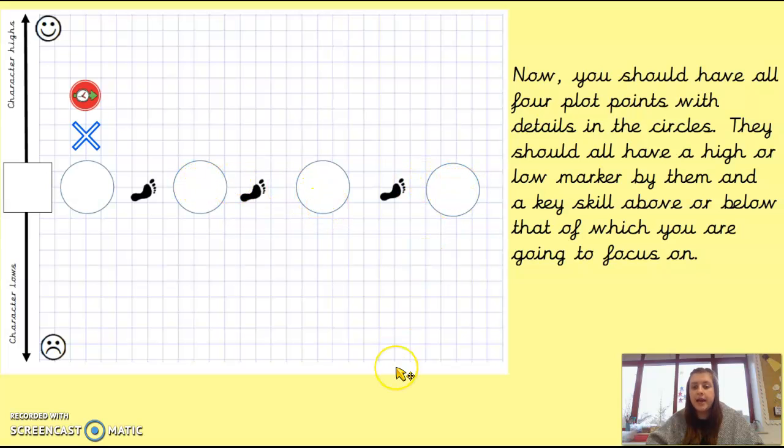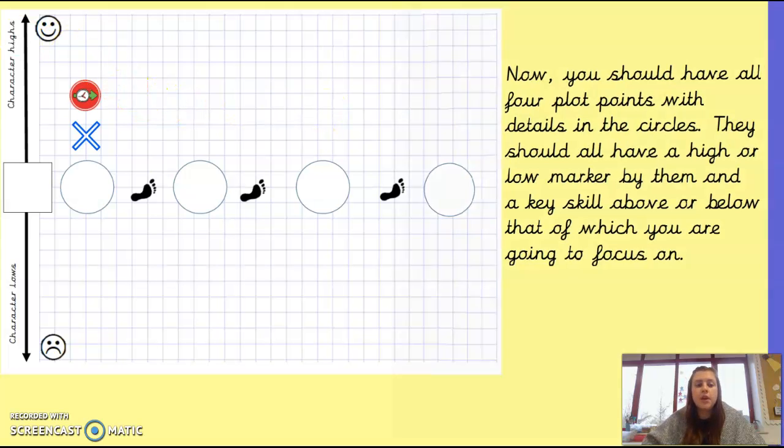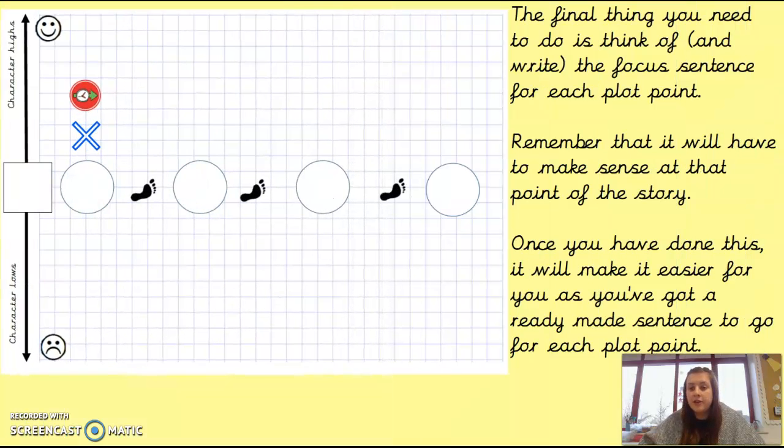Okay, so now you should have all 4 plot points. They should all have details in what's going to happen at that point of the story. They should all have a high or low cross marker to give you guidance on whether it's going to be a positive moment or a negative moment. And they should all have a key skill mapped out for which skill you're going to focus on in each part. Now, what we need to do is a final thing.